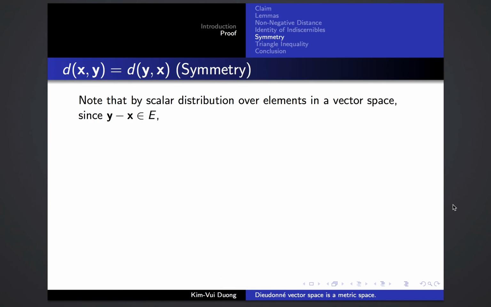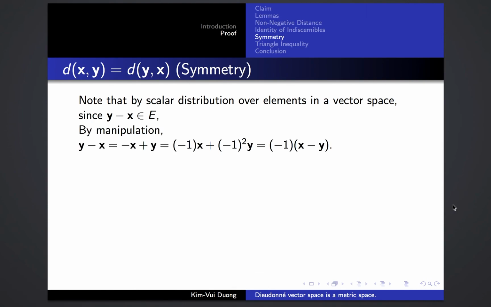On to symmetry. So is the distance between x and y the same as the distance between y and x? Well, note that by scalar distribution over elements in a vector space, since y minus x is in E, by manipulation, y minus x, which is equal to negative x plus y, just by switching this, which is equal to, as shown in my lemma, negative 1 times x plus, here 1 is obviously equal to negative 1 squared, so it's negative 1 squared times y. You can pull out that negative 1, and you result in negative 1 times (x minus y). So since these two are equal, this is going to be in E.